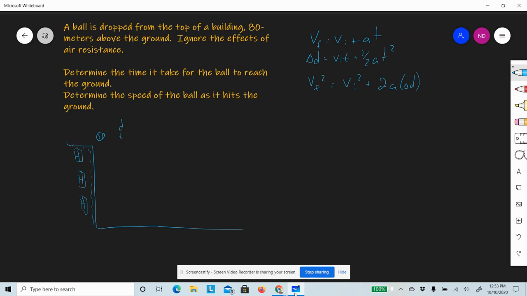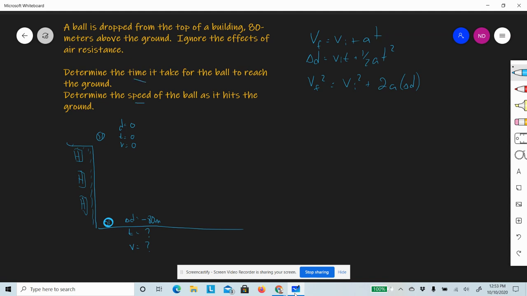Same process: D, T, V. We'll call this position 0 and this time 0. And it's dropped, so it starts from rest. At some point, the ball is going to get down here. When it does, we'll have a change in position. It'll have fallen 80 meters. How long will that take? We don't know. And what speed will it be? We don't know. That's hard. We have to figure out the time and the speed.